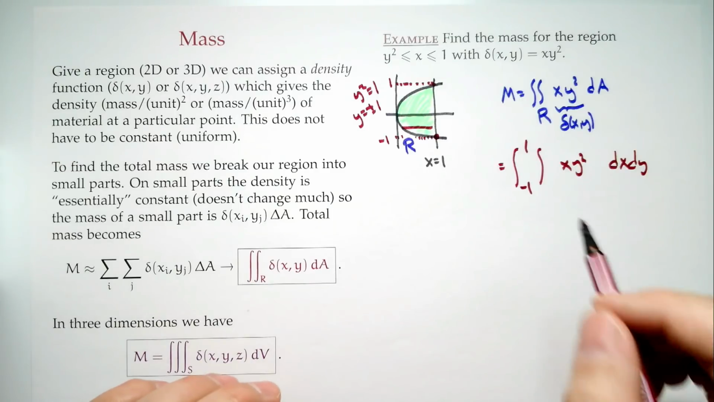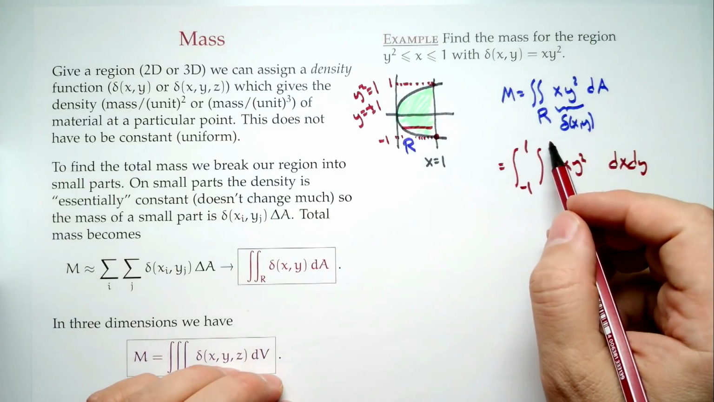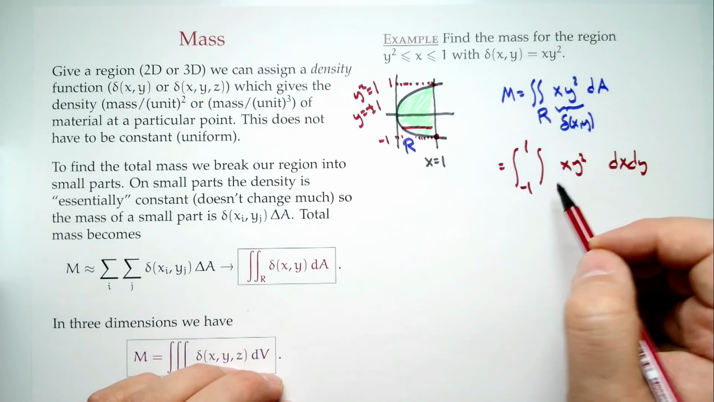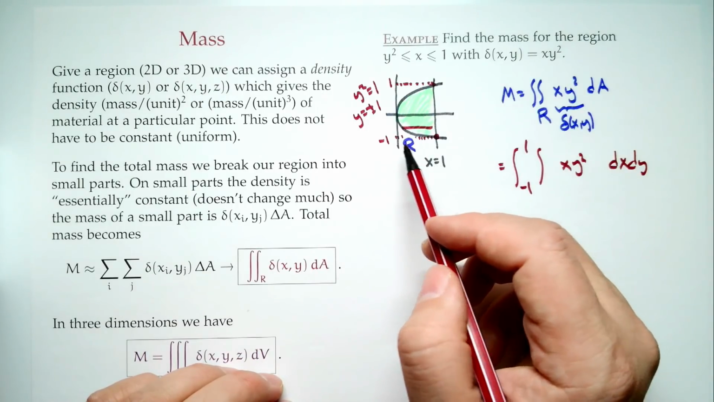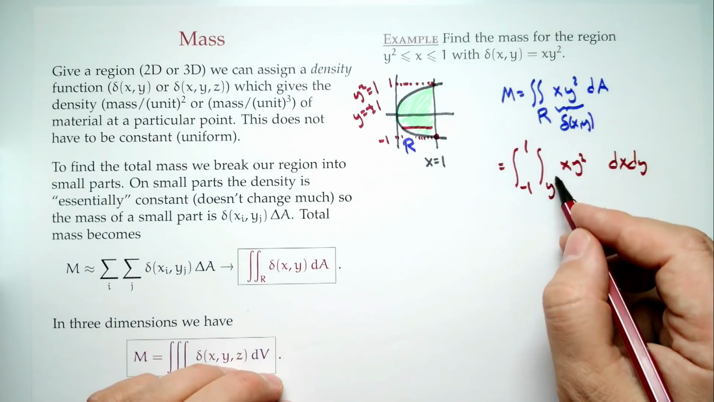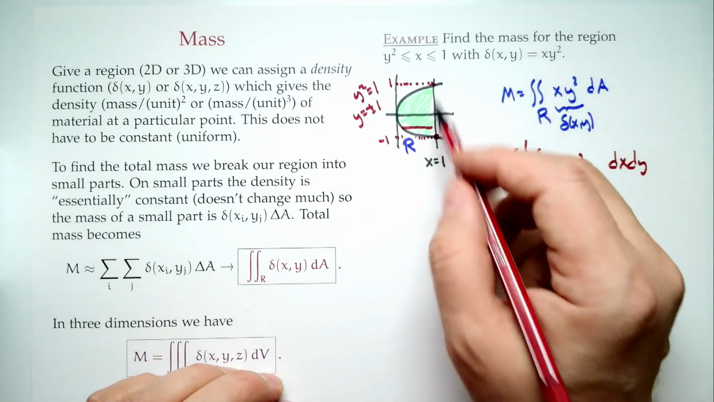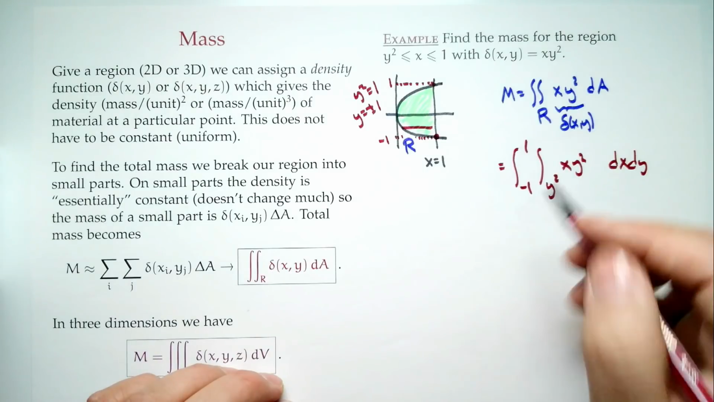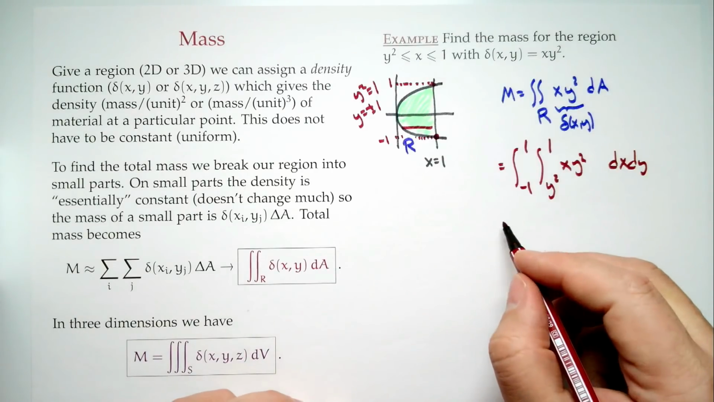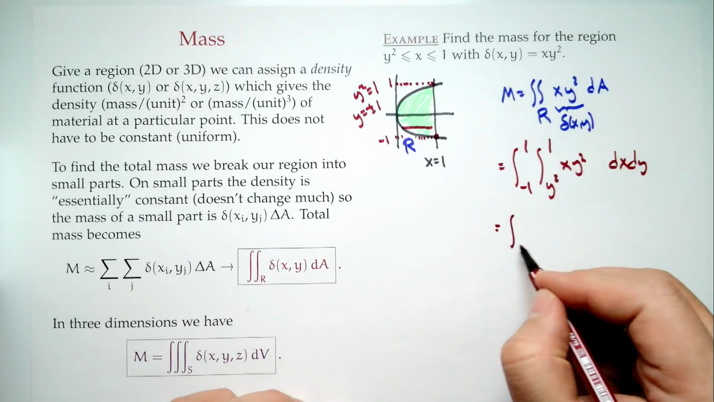Now I go to my inner bounds, and these are my curves. So I want to go from x equals something to x equals something. Well, I say, what's on the left? That's the low value. The left is y squared. So I go from x equals y squared to the right, which is x equals 1. Okay, so now we have our bounds. We have our integral, and we work through it.